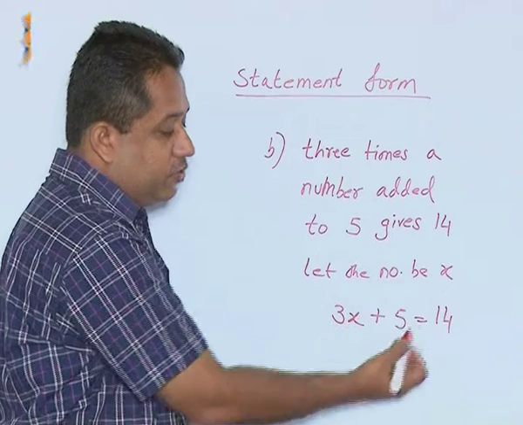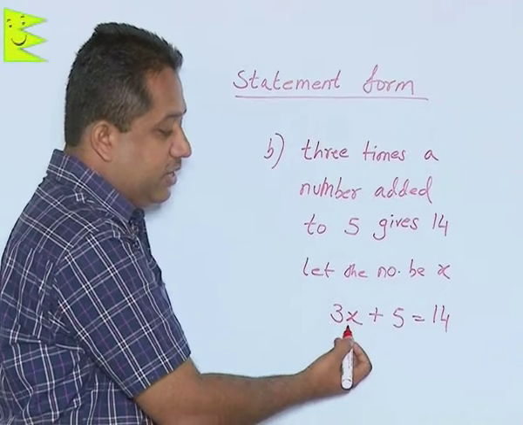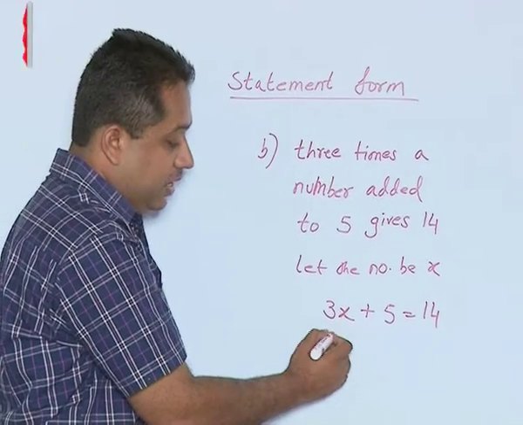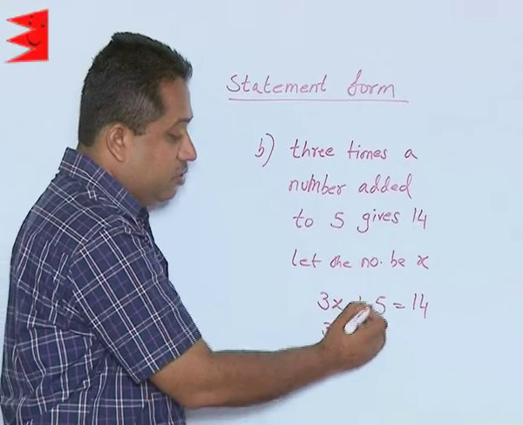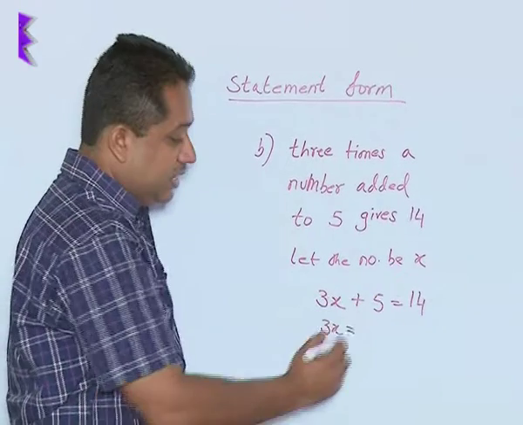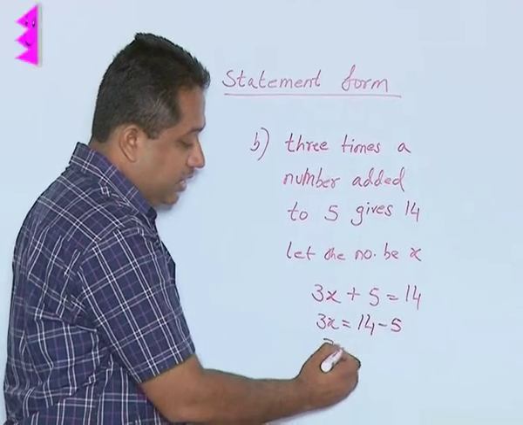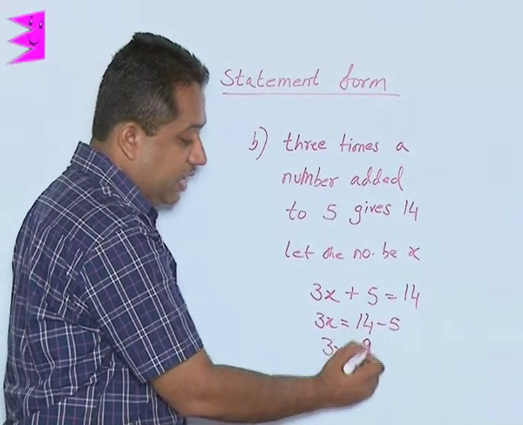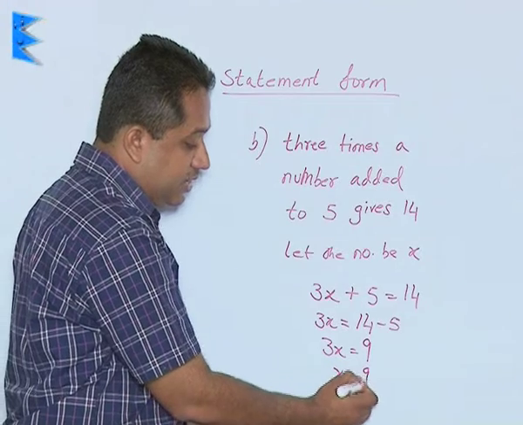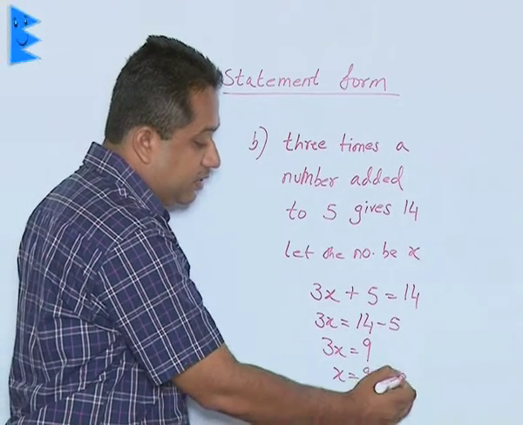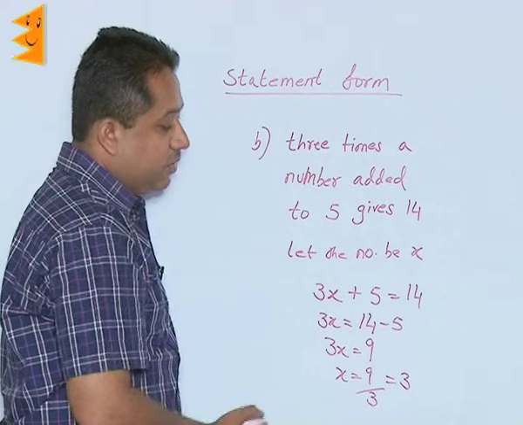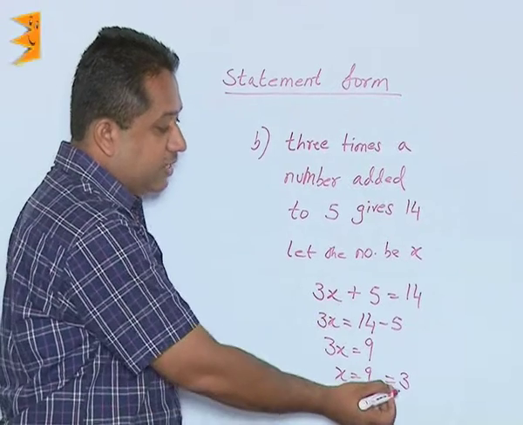Now, how are we going to solve this? If the question is find out that number, it is simple. We will keep the 3x here. We are going to shift this plus 5 to the right side. We get 14 minus 5. So, we get 3x is equal to 14 minus 5, which is 9. So, x gives us 9 upon 3, that is 3. So, we get that number, or the value of x, as 3.